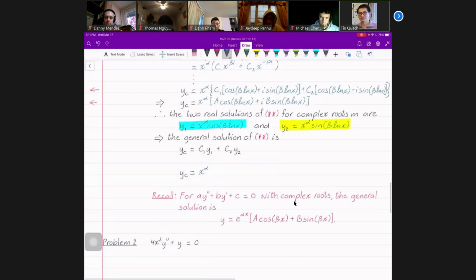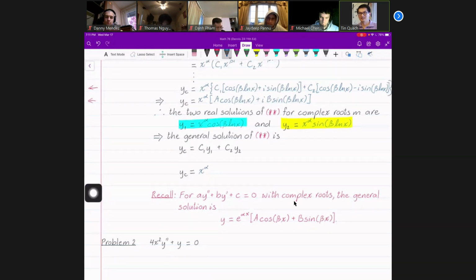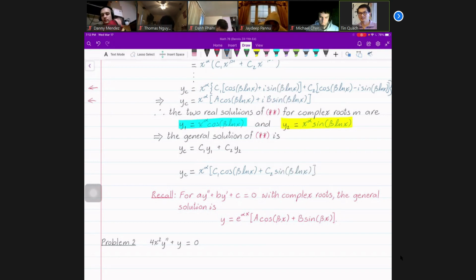So the general solution when you have complex roots is x to the alpha. It's just like c sub 1 y sub 1 plus c sub 2 y sub 2, right? So if you plug them in, you know that they have x to the alpha in common. So you just factor that out. So inside you have c sub 1 cosine of beta ln x plus c sub 2 sine of beta ln x. Okay, so that is y sub c.